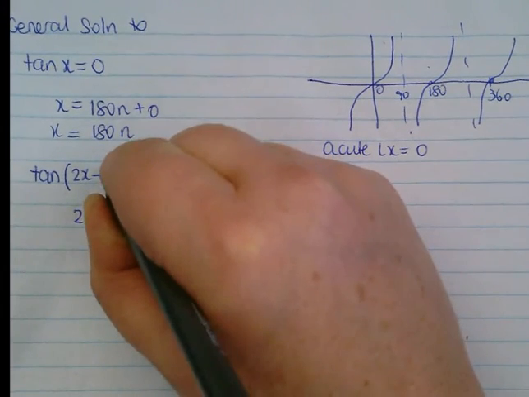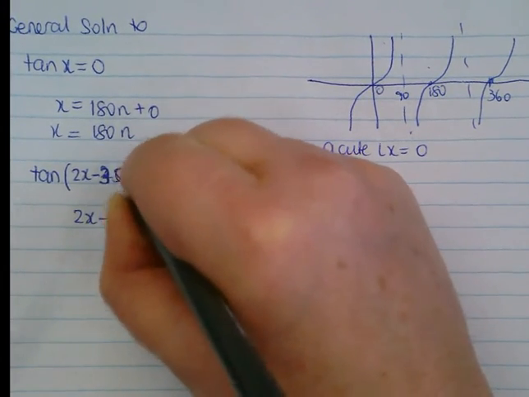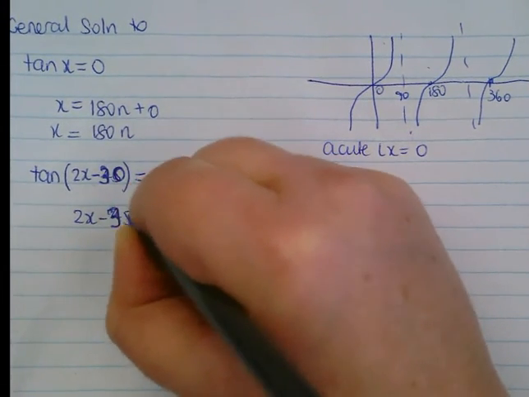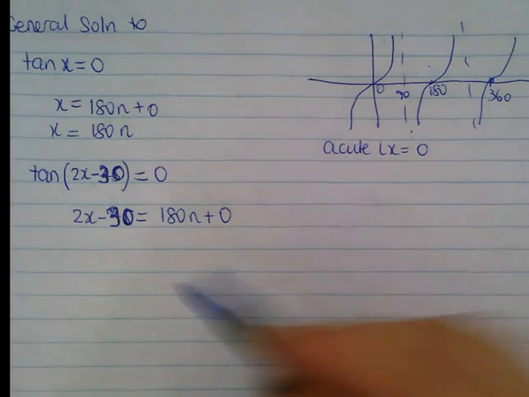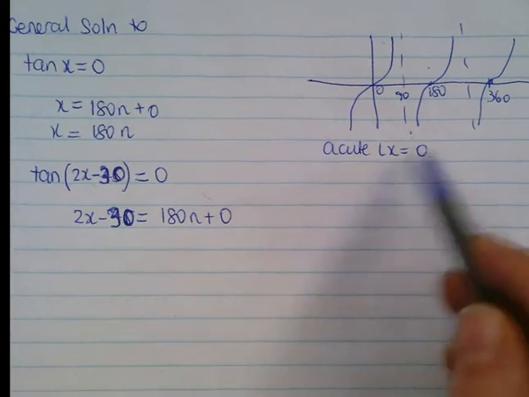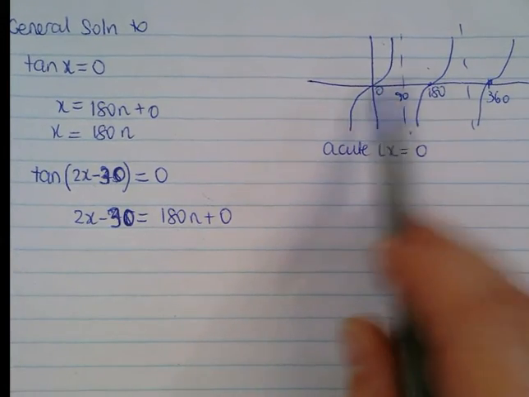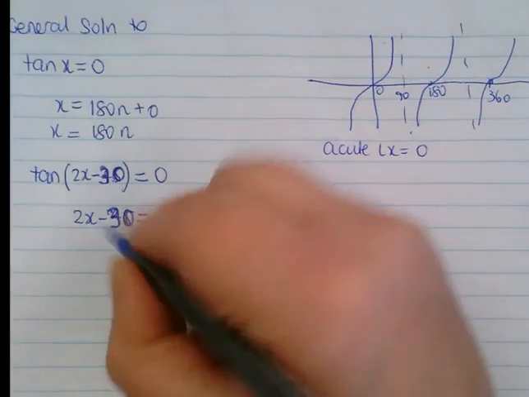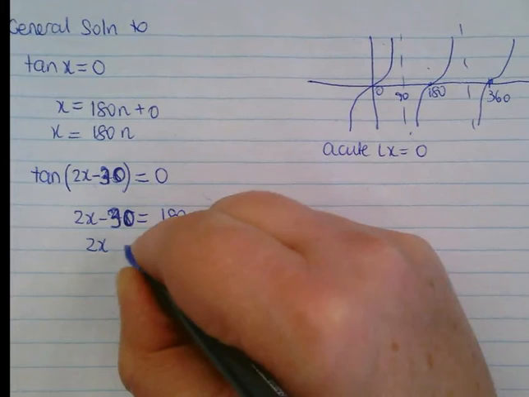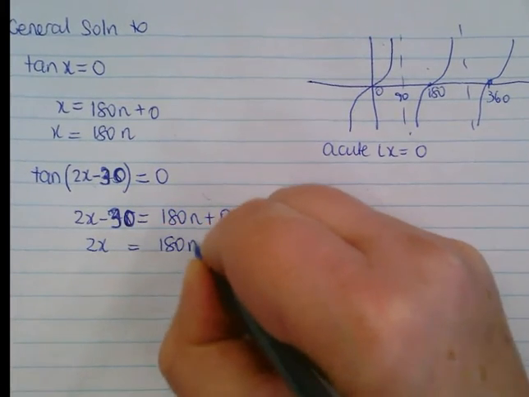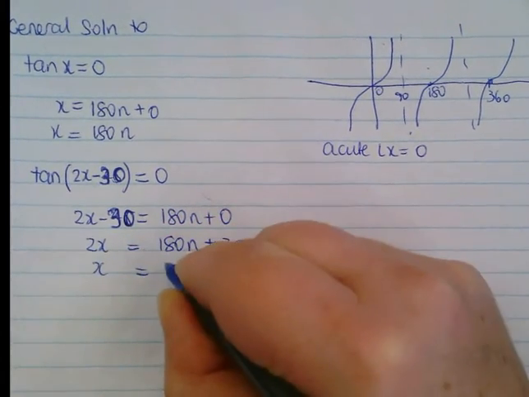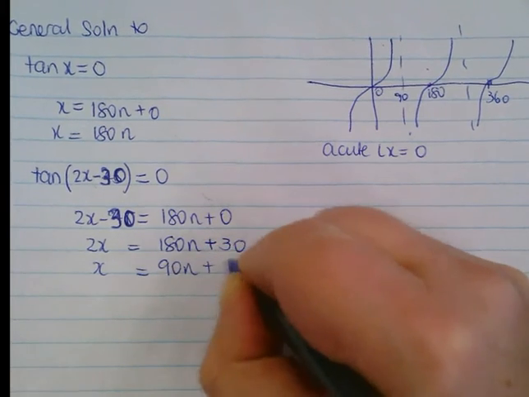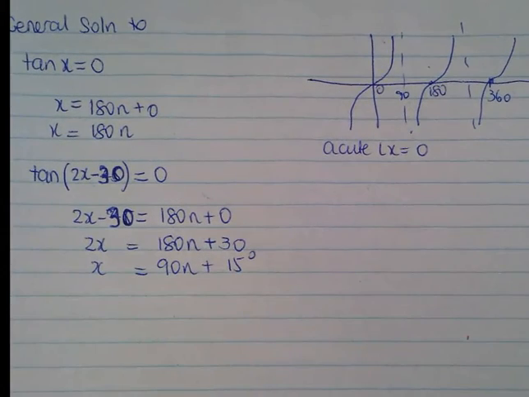Maybe I can make this 30. I just don't want any halves. I'm making it 30. Tan of 2x minus 30 is 0. So 2x minus 30 is 180n plus 0, because that's your first acute angle, 0. Now what do I do? 2x equals 180n plus 30, and x is 90n plus 15. Okay?